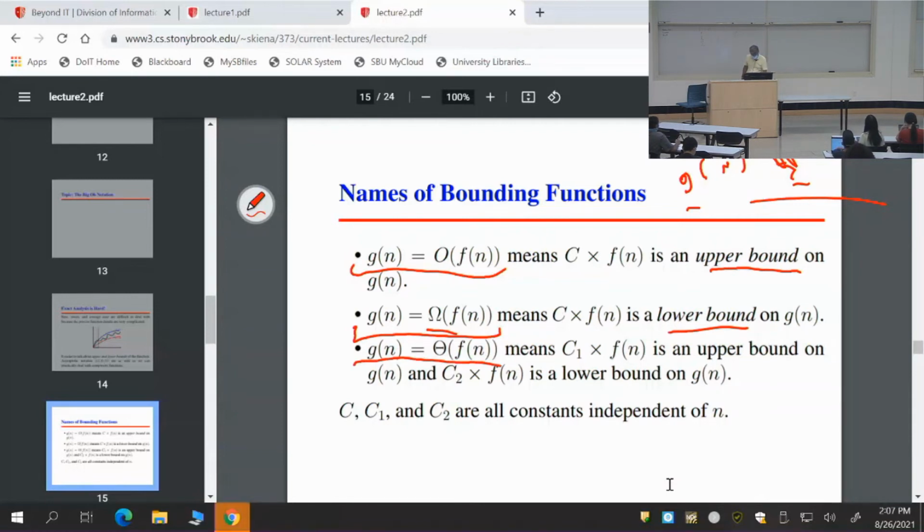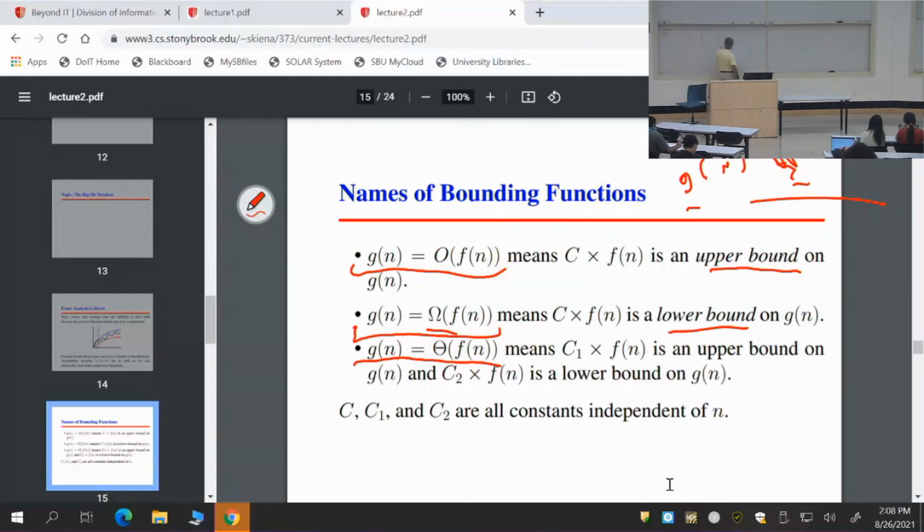g of n is theta of f of n means that C1 times f of n is an upper bound, and C2 times f of n is a lower bound. That means that f of n and g of n are really about the same thing. Does everybody kind of see that? If I know that g of n is less than or equal to 3 times f of n, and I know that g of n is greater than or equal to 1 times f of n, I have a pretty good idea of what g of n is, right?